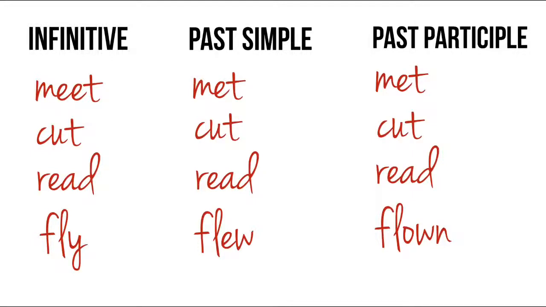Actually, there are 3 forms of irregular verbs: infinitive, or basic form, past simple and past participle. And there are a lot of tables which help you learn them. For example, meet, met, met. Cut, cut, cut. Read, read, read. Fly, flew, flown.